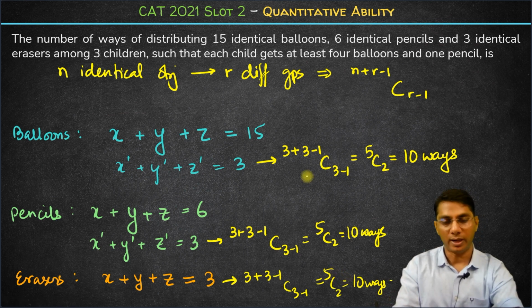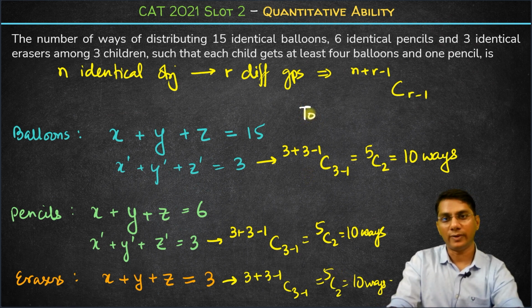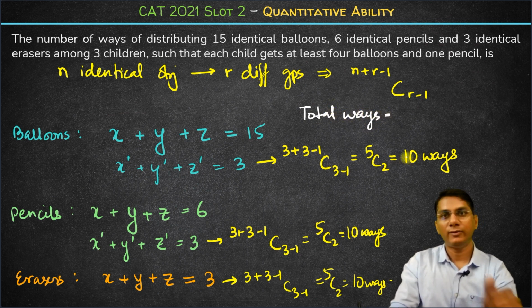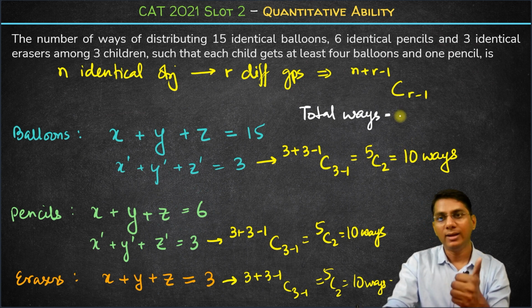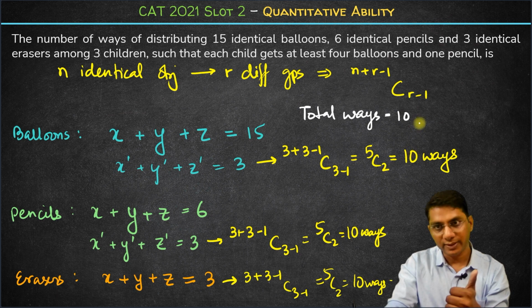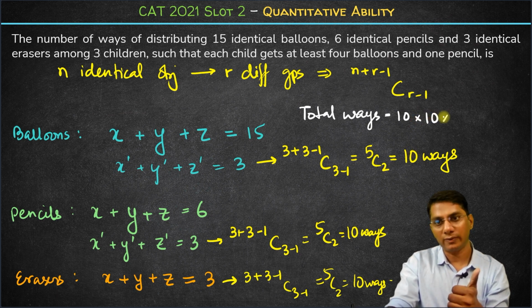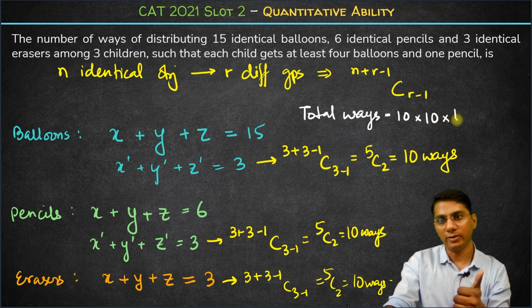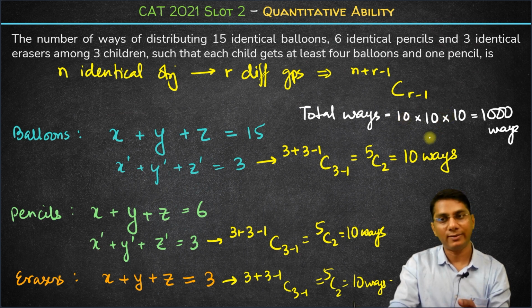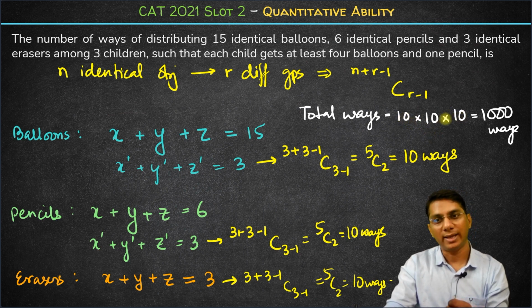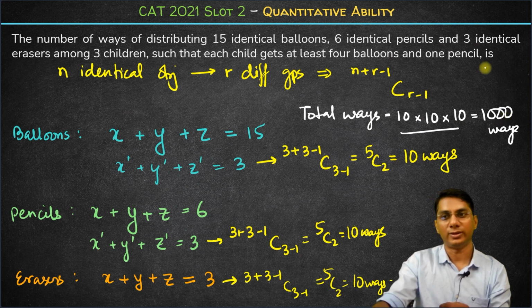Now comes the important part. What will be the total number of ways? You have to distribute balloons and pencils and erasers. Since we have an AND, the total number of ways will be the number of ways of this into the number of ways of this into the number of ways of this, which is 1000 ways. If it were OR, then we would have added all these cases, but since it is AND, we multiply them. So the total number of ways is 1000. So the answer to this question is 1000.